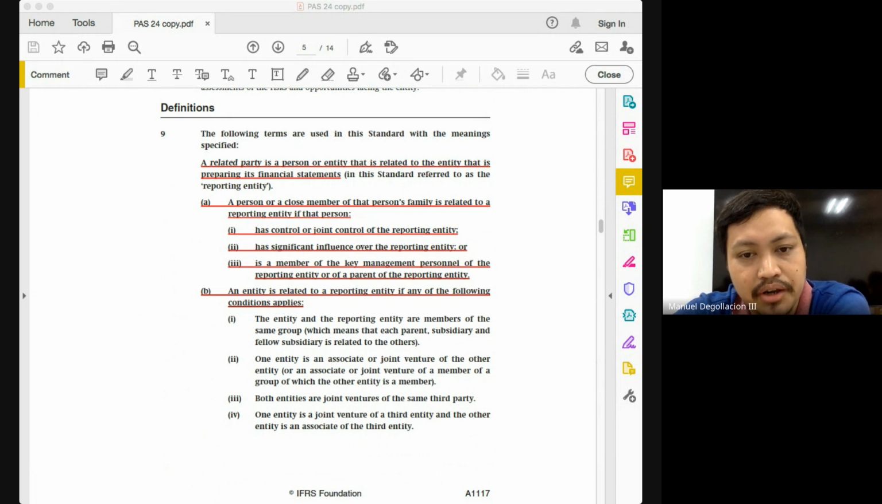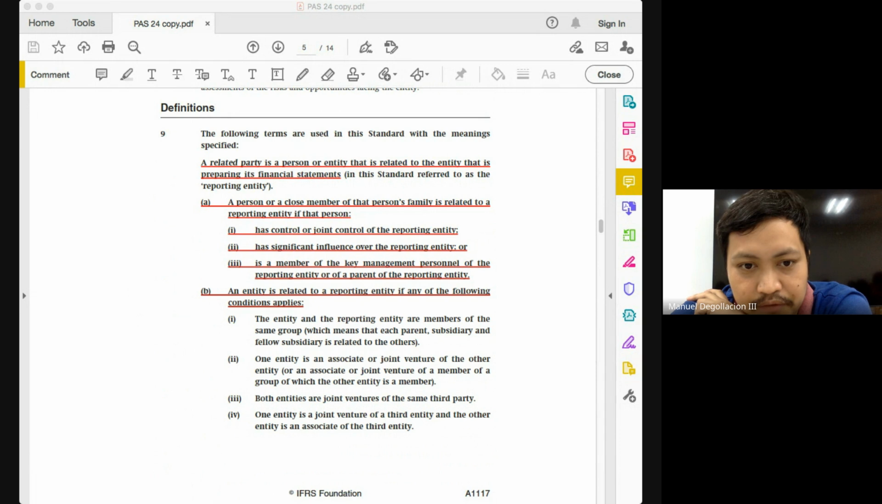Now, a person or a close member of that person's family is related to a reporting entity if that person, take note of the keywords class, has control or joint control of the reporting entity, has significant influence, or is a member of the key management personnel of the reporting entity or of a parent of the reporting entity. Take note of joint control, significant influence, and key management personnel.